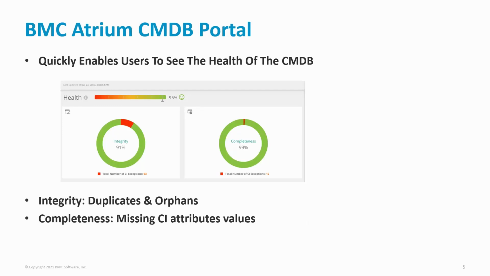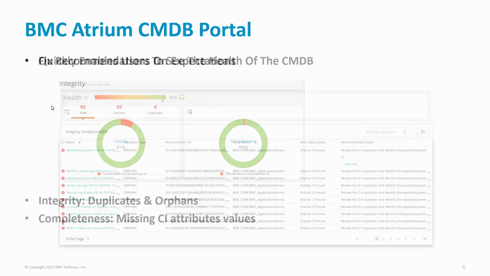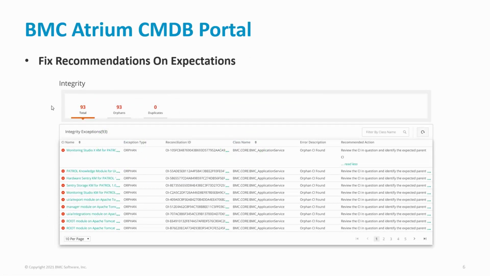The new portal now provides two health KPIs, integrity and completeness. Calculated, they give a percentage result of the health of the CMDB. If either the integrity or completeness KPI shows any exceptions, you can click on either one to see the recommendations on how to fix the exceptions.